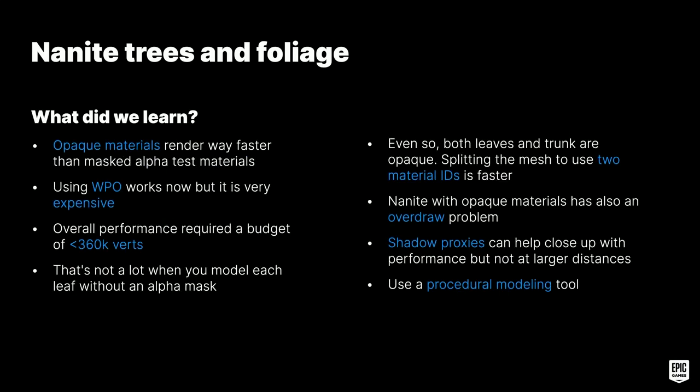Opaque materials render way quicker than any of the masked materials we tried. World position offset shaders work now, but they're expensive. And for the average density of our trees and overall performance, we had a budget of 360,000 words per tree. And that's actually not that much when you consider you have to model each leaf without the use of an alpha mask.